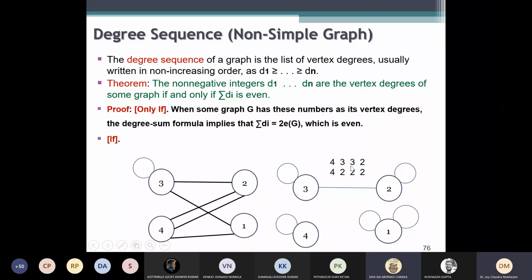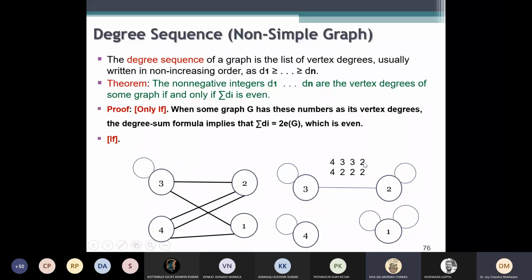Now from 4 3 3 2, you may create this graph, but you may not create this graph also. But your task is given like this. You are given 4 3 3 2, and the summation 4 plus 3 plus 3 plus 2 is 12, which is an even number. Now they ask you to construct a graph having 4 vertices where one vertex has degree 4, another has degree 3, the third has degree 3 and the fourth has degree 2.